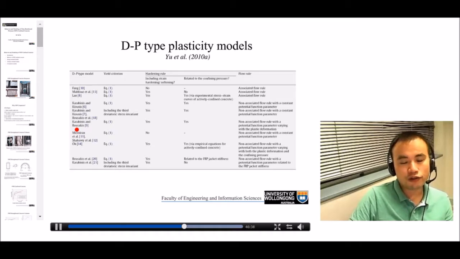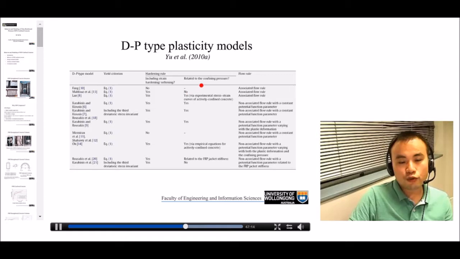Alright, that's about the first thing, which is yield criteria. Now let's look at the hardening rule. For the hardening rule, the first question is whether you include a hardening rule or not. In most existing studies, for this question, the answer is yes. They use a hardening rule. But a few studies didn't include a hardening rule. We'll see whether this makes sense for some particular conditions.